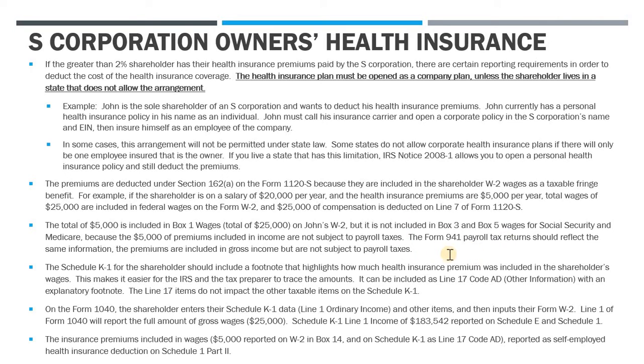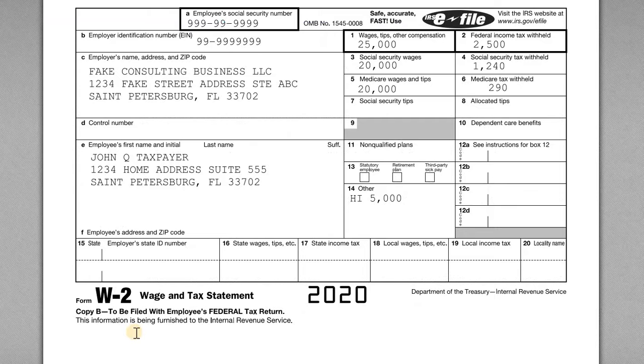So you don't pay Social Security, you don't pay Medicare on those pieces. And the Form 941s that are filed throughout the year should reflect that same information. So you report that piece as total gross wages that are subject to federal income tax, but they are not included in Social Security and Medicare wages. Okay, so yeah, we covered that piece.